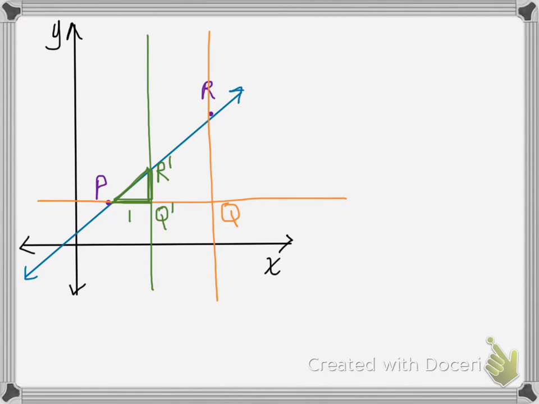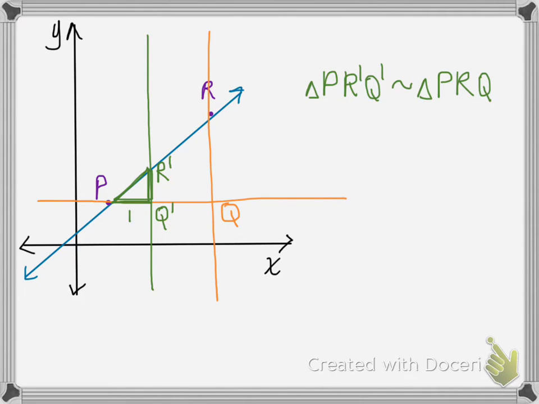So we have our point Q is an unknown distance from point P, and Q prime is a distance of 1. And so then we've got the corresponding points up here. So like we saw in the example earlier, we have a couple similar triangles. So we have that triangle, we'll write the similarity statement here, triangle P, R prime, Q prime is similar to triangle P, R, Q.